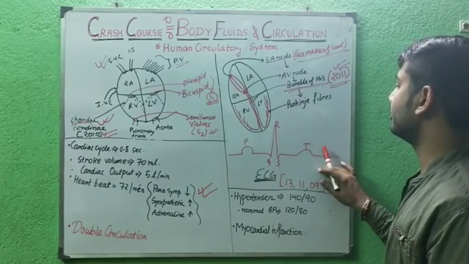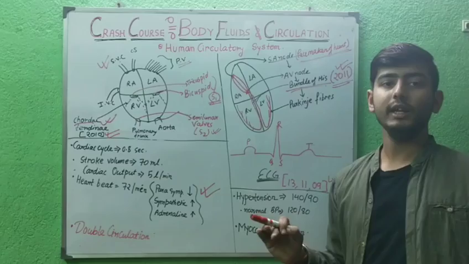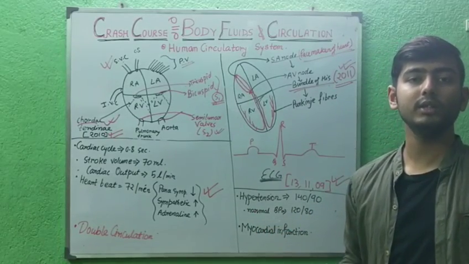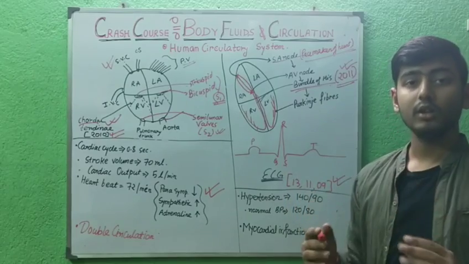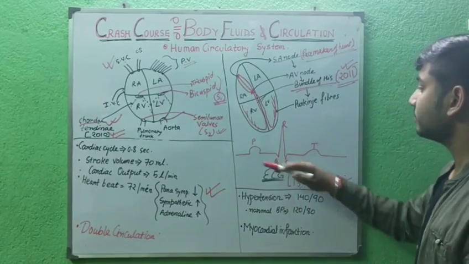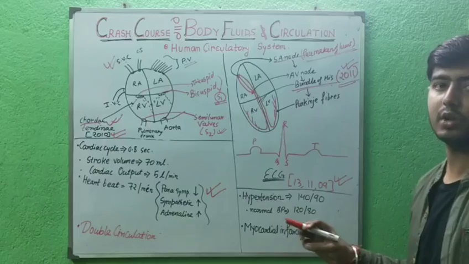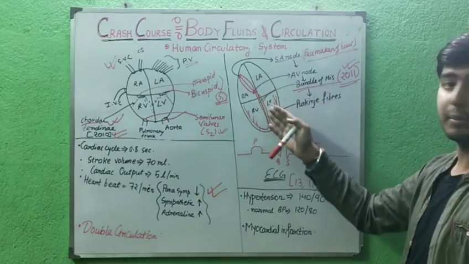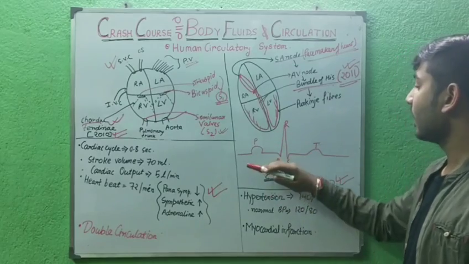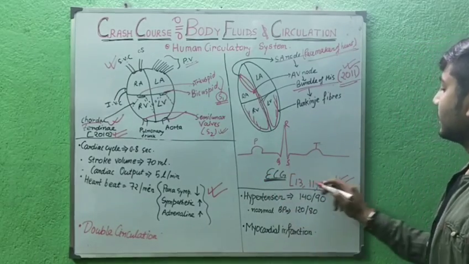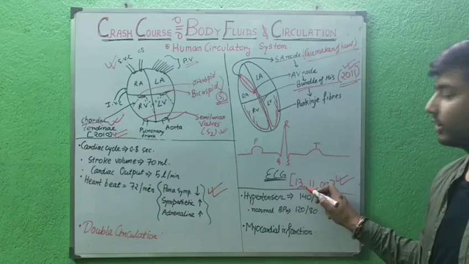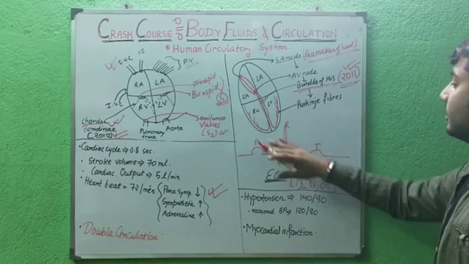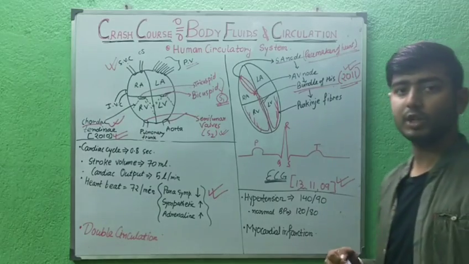Now we will move on to ECG. ECG is only the tracing of conduction of the heart, not the mechanical activity of the heart. You must know clearly about this. So ECG is a graphical representation of the electrical activity of the heart. I was talking about the electrical activity of the heart only. Now, this question on ECG came in NEET 2013, 11th and 2009 also. So basically this is a graphical representation of electrical activity of the heart.